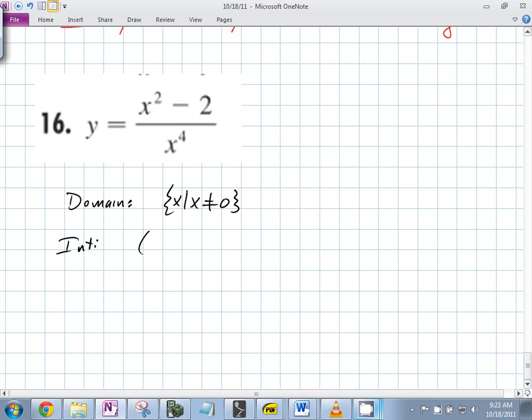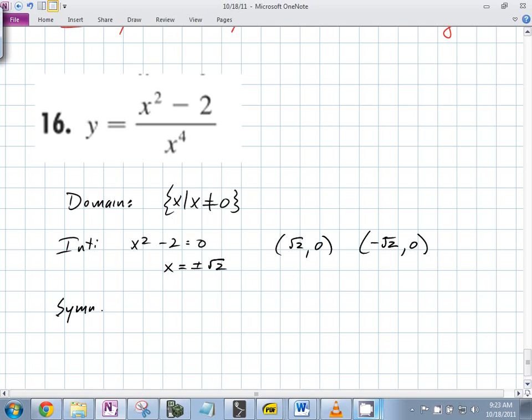When x is 0... Oh, well, it's undefined, so you can't do that, right? Yep, nice. So it's when x squared minus 2 is equal to 0. So that's when x is equal to plus or minus root 2. So our two x-intercepts are going to be root 2 comma 0 and negative root 2 comma 0. Exactly. Domain, intercepts, symmetry.